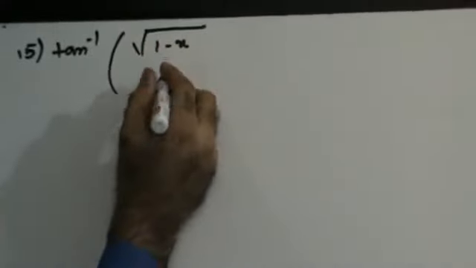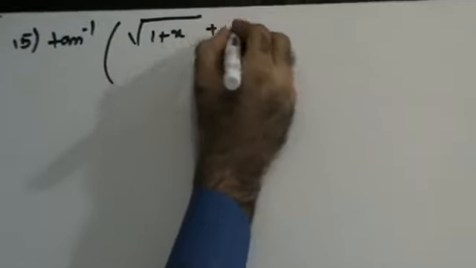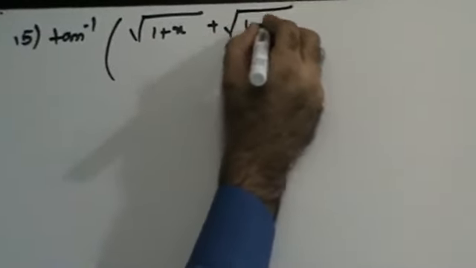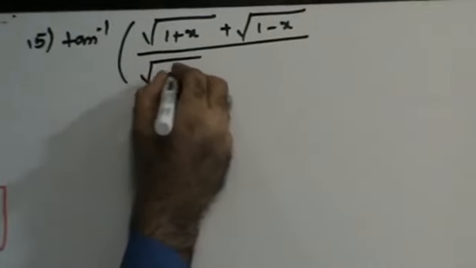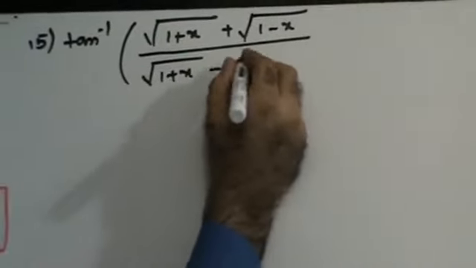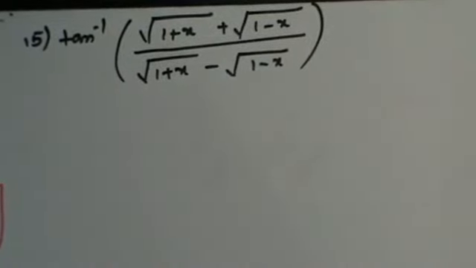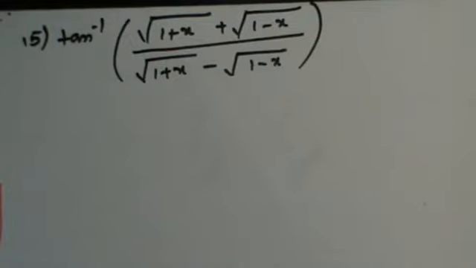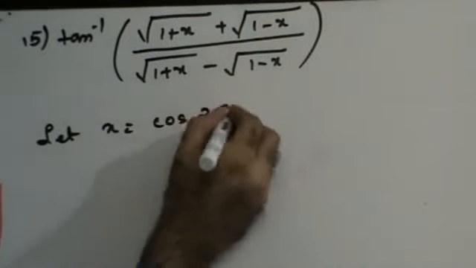Tan inverse of root of 1 plus x plus root of 1 minus x upon root of 1 plus x minus root of 1 minus x. Right? Now, let's assume x is equal to cos 2 theta.